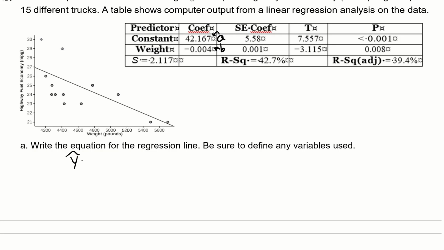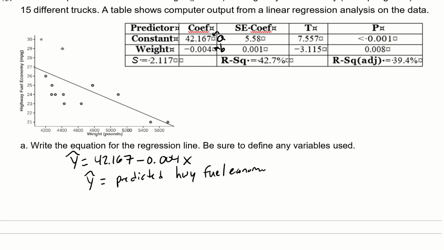Okay, so we're going to say y hat equals a plus bx. So 42.167 plus, or I'm just going to say minus 0.004x. Okay, so there's your regression line, and then we've got to define what y hat is. So y hat is the predicted highway fuel economy, and x is the weight in pounds.